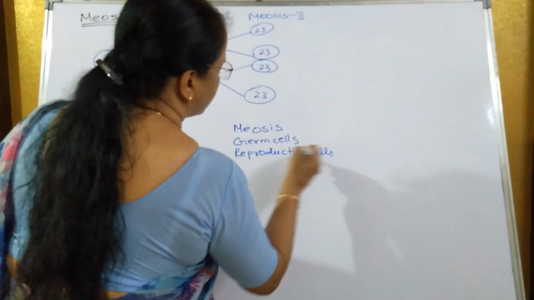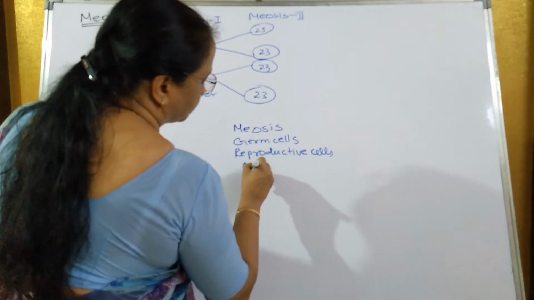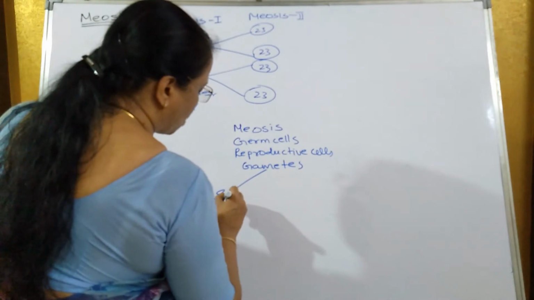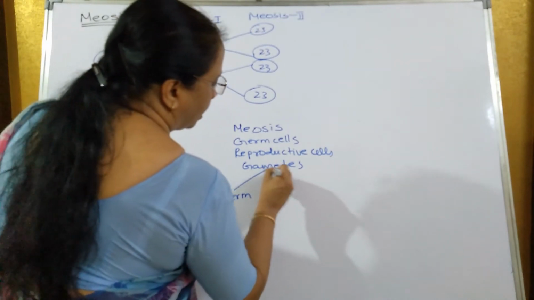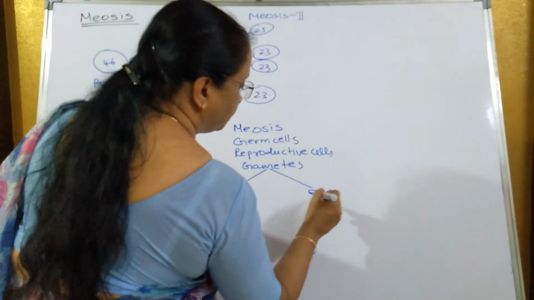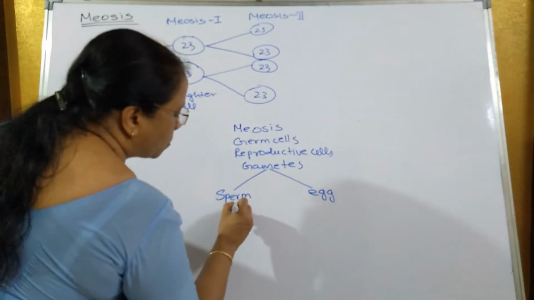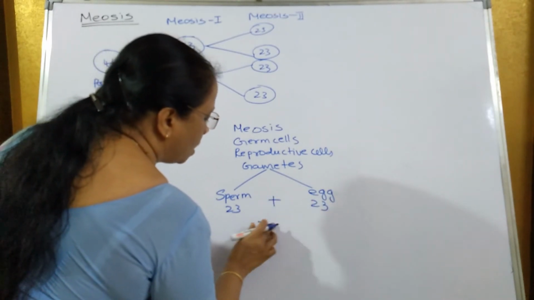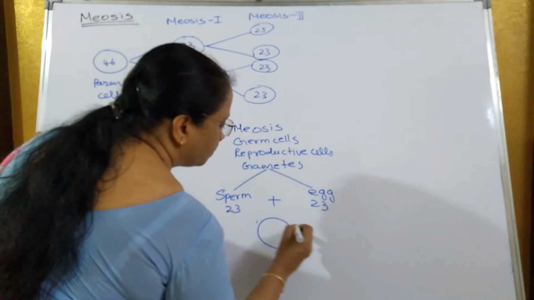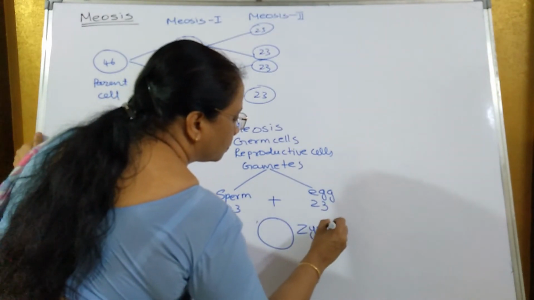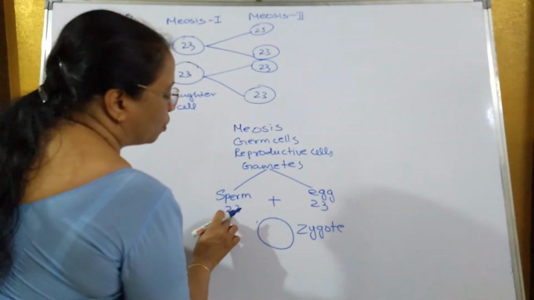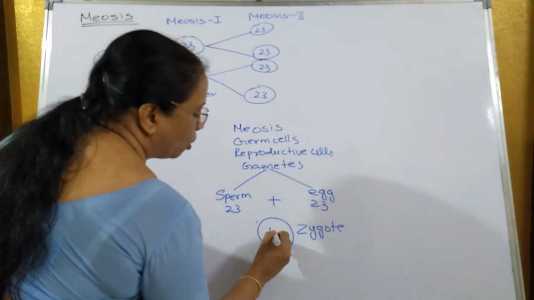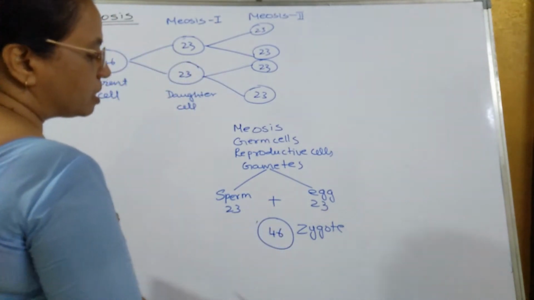Now what are the reproductive cells? That is the gametes. Now what are gametes? Gametes are sperm, which is found in men, and egg, which is found in women. Now this sperm has 23 chromosomes and the egg also has 23 chromosomes. Both combine to form a single cell, the zygote. So the 23 chromosomes from the sperm and the 23 chromosomes from the egg combine together to form the zygote, and the zygote will have 46 chromosomes.